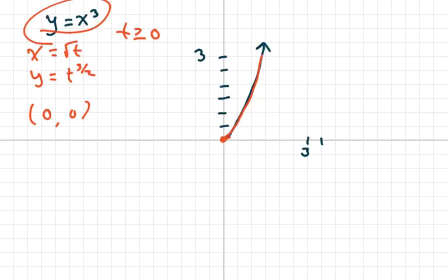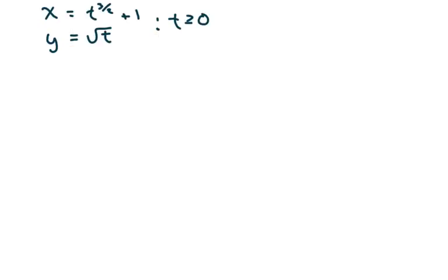So it just kind of is the cubic parent function, and the orientation is to the right. So you're graphing up to the right there. So that's all for that one. And the next one is very similar.